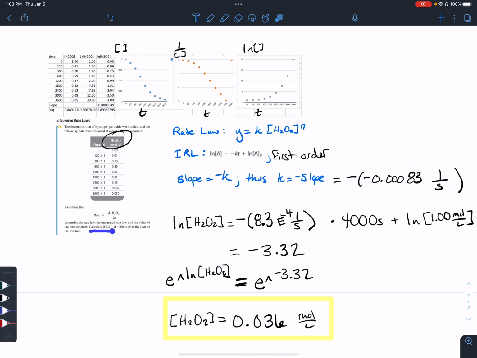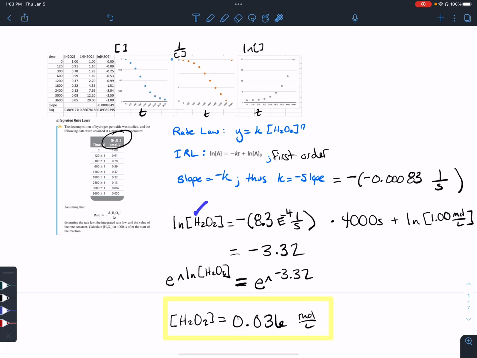The next thing we have to find is the concentration at 4,000 seconds after the reaction starts. So back to our equations list. Which equation can we use that'll give us the concentration after 4,000 seconds? It's this one. The concentration, we know K, 4,000 seconds, and we can find the initial concentration, A naught, from the table. You see, at time 0, the concentration is 1. That is the initial concentration, A naught. So let's plug it in.